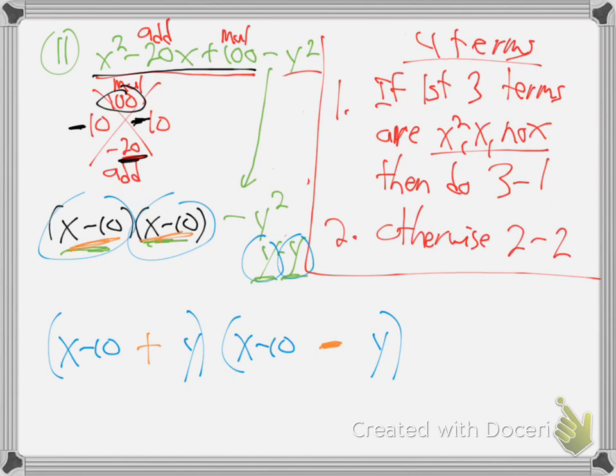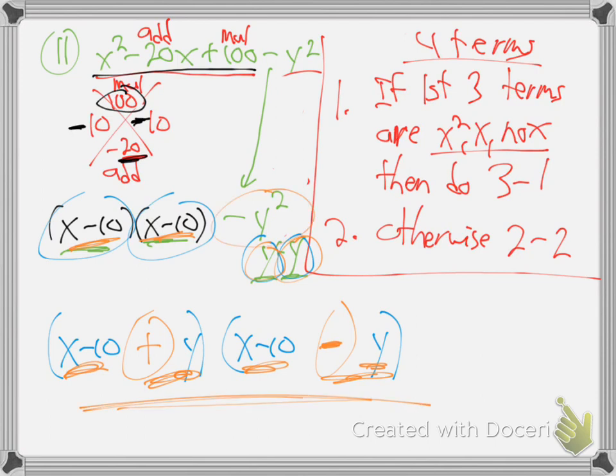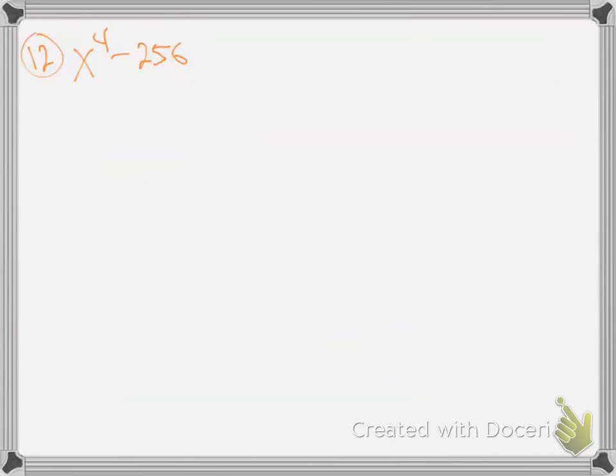Again, these are both minus 10, so those are both minus 10. These are both y, so these are both y. And then in the middle, 1 plus, 1 minus, because positive y times negative y is negative y squared. And we're done. All the factors are contained. There are no plus or minus signs outside of parentheses. They're all contained in parentheses. We're done. Okay, now we're looking at number 12.